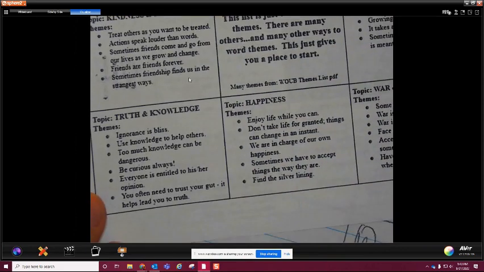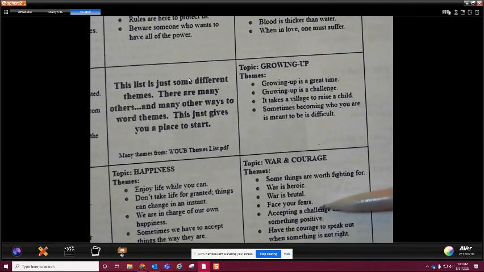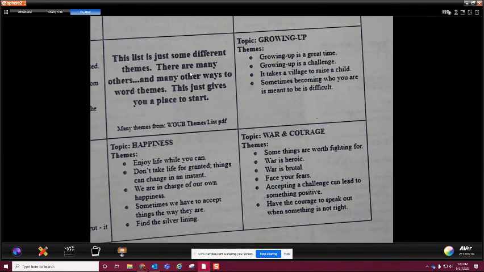Something else, let's see, someone did war and courage, face your fears. Oh, you can't see that, sorry. Face your fears, accepting a challenge to lead to something positive.